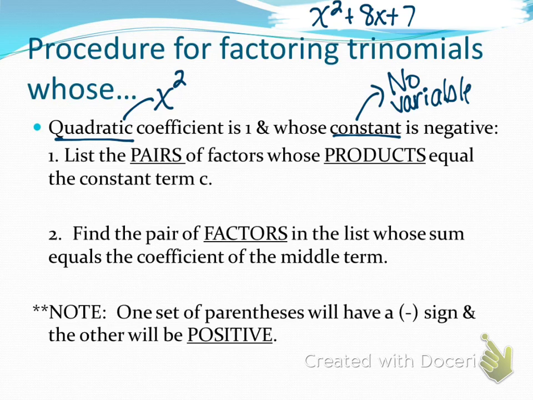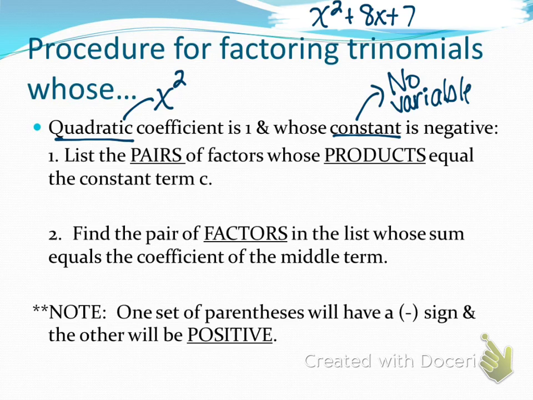We are still going to list the pairs of factors whose products equal the constant term C. That's the same thing that we would have done on Wednesday or Thursday. List the pairs of factors. Then we're going to find the pair of factors whose sum equals the coefficient of the middle term. That's also not any different from what we did on Wednesday and Thursday. We're still multiplying up to the constant, adding up to the coefficient in the middle. So that's why you'll see that magic X on your paper. It's the same magic X we were dealing with last week.